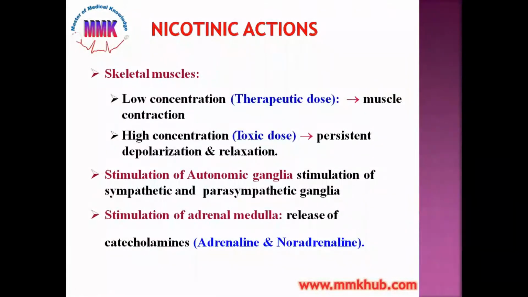Now we have the nicotinic actions in skeletal muscles. If nicotine is released in a very low concentration, there will be a therapeutic dose because it will lead to muscle contraction. But as you all know, more than anything can be harmful, so higher concentrations of nicotine can be toxic, and it will lead to persistent depolarization and relaxation. Okay. Now in autonomic ganglia, when it is stimulated, it will lead to sympathetic and parasympathetic outflow. There will also be stimulation of adrenal medulla, which will release catecholamines, adrenaline, and noradrenaline.